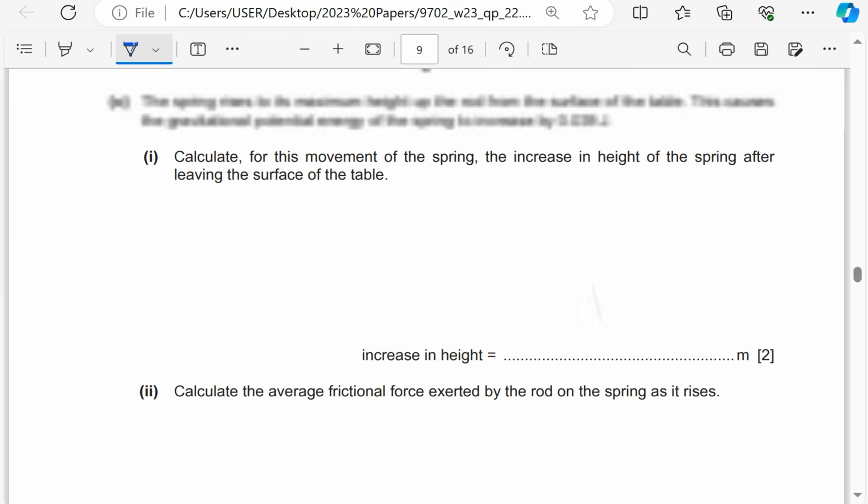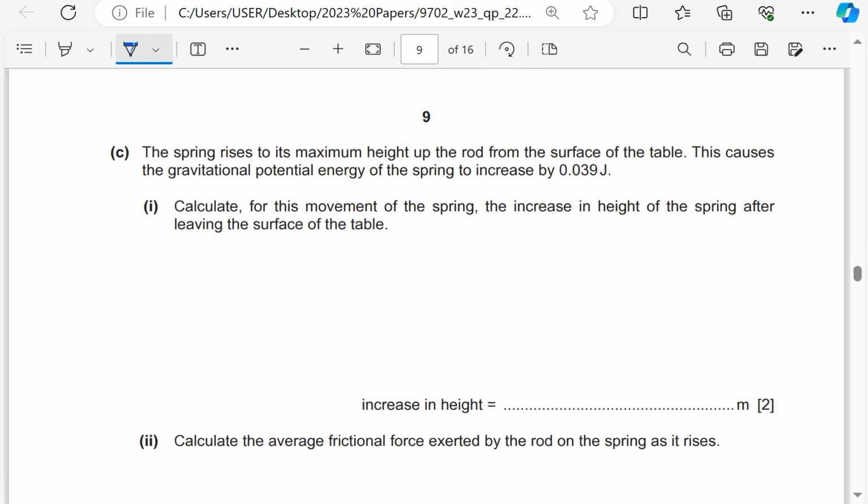3.58 to three significant figures. The spring rises to its maximum height up the rod from the surface of the table. This causes the gravitational potential energy of the spring to increase by 0.039.